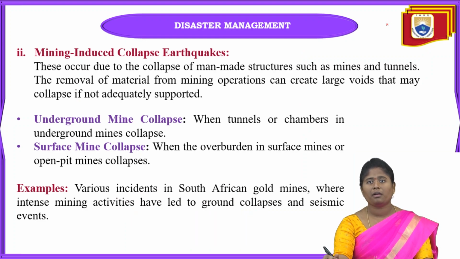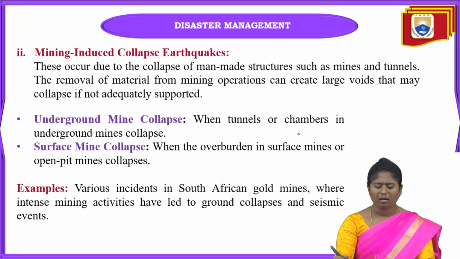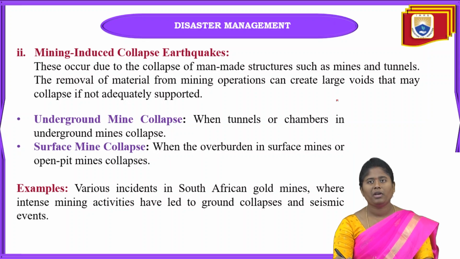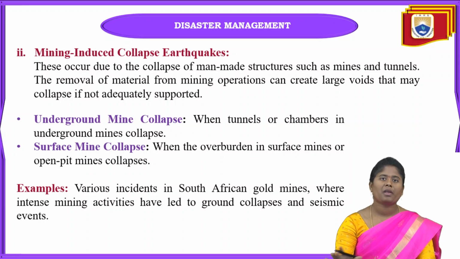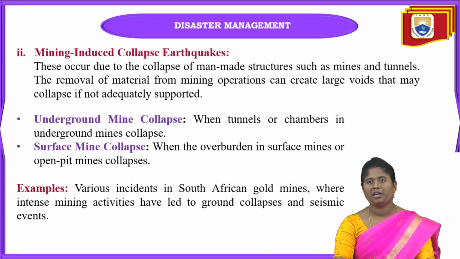Here, when mines or any tunnels collapse, this type of earthquake can occur due to the collapse of man-made structures like mining tunnels. This mining induced collapse is going to occur. What are the main types in this one? Underground mine collapse. When any tunnels or any chambers in the mining area collapse, that will lead to the underground mining collapse. The next one is surface mine collapse.